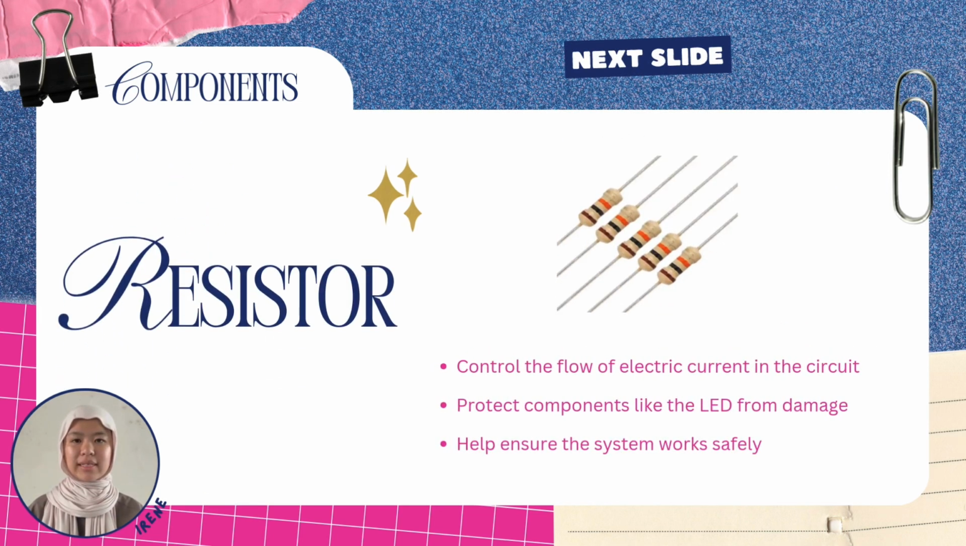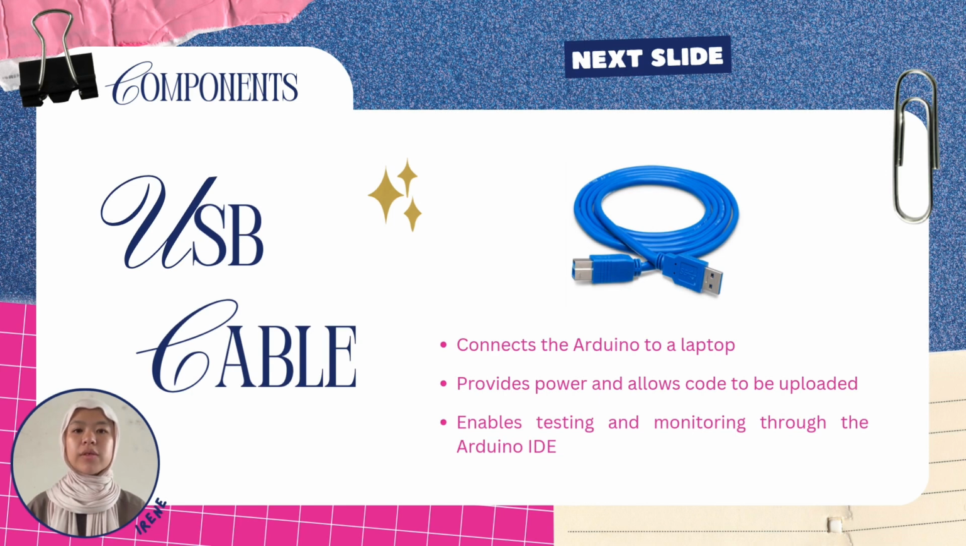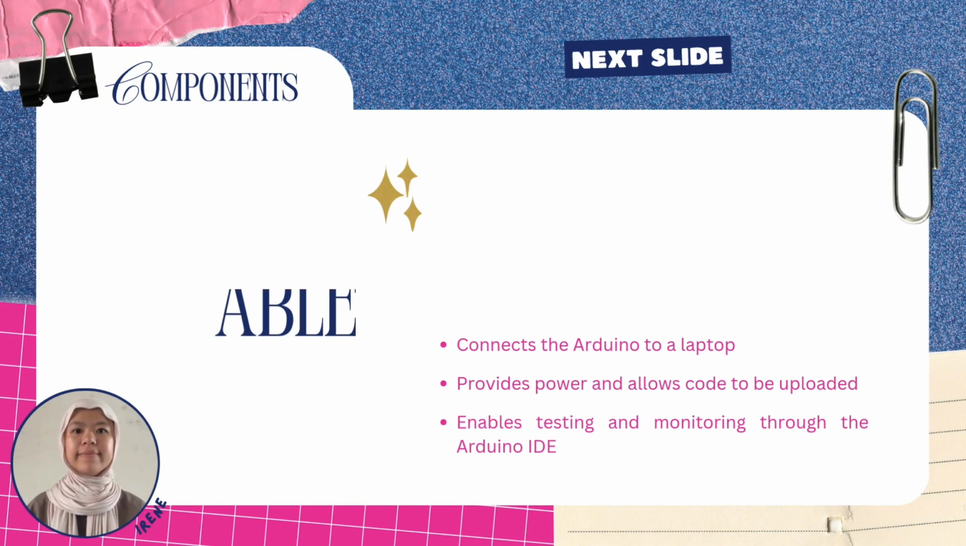Next is resistor, which control the electric current in the circuit. They protect components like LED from damage and help ensure the system works safely. We also use the USB cable to connect the Arduino to a laptop to provide power and allow code to be uploaded. It also enables testing and monitoring through the Arduino IDE.